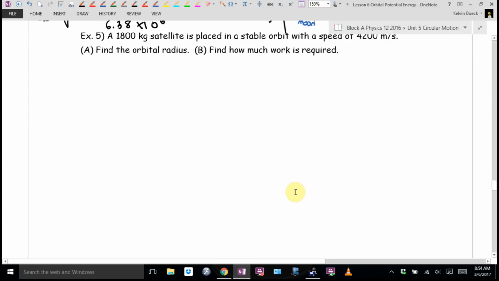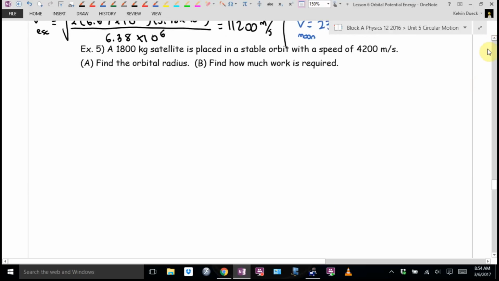I like example 5. Example 5 is a nice question. An 1,800 kilogram satellite is placed in a stable orbit with a speed of 4,200 meters per second. A says, find the orbital radius. And then B says, find how much work is required. Okay.